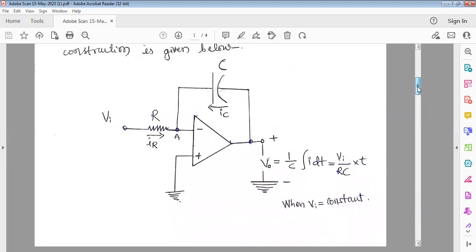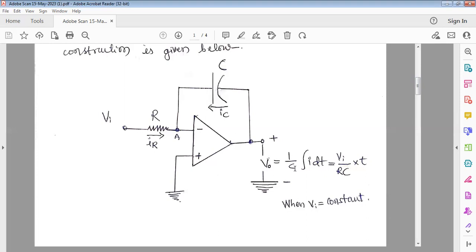So this is the circuit diagram of an operational amplifier based integrator. Here the input is given to the inverting terminal of this op-amp, and here we have an input resistor. This is important to see: in the place of the feedback resistor, a capacitor is connected. Because of this, it gives the integrating action.